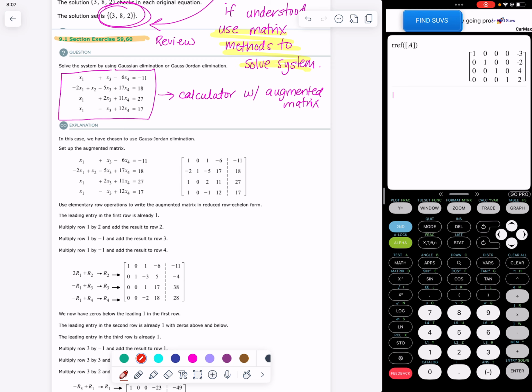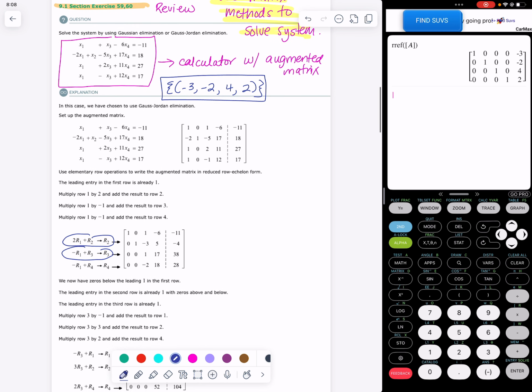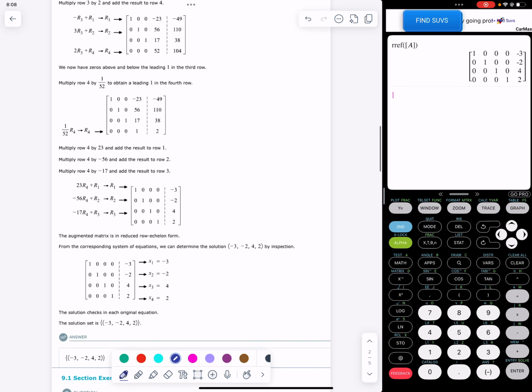Row echelon form just has the zeros below. Reduced row echelon has the zeros above and below that diagonal. So guess what we get to do? We go straight to solving our system with our ordered triple. So x1 is -3, x2 is -2, x sub 3 is 4, and x sub 4 is 2. And that is your solution. Of course, you have to understand what all of these notations mean, but I will allow you to solve your systems using a matrix.